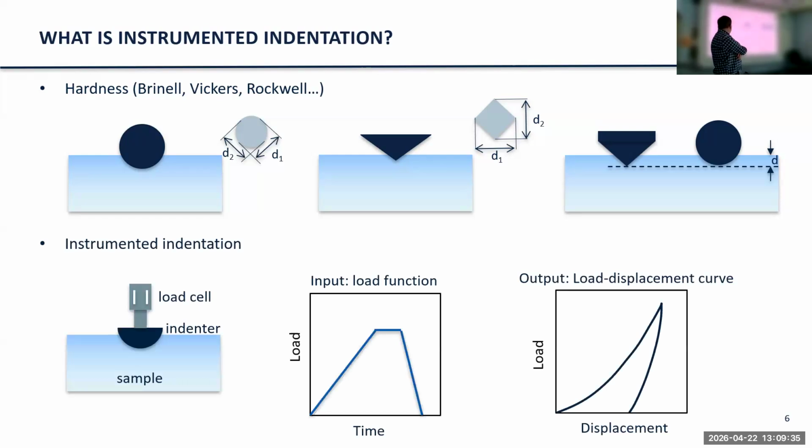In instrumented indentation, we have a load cell and a displacement measure, and we push the indenter tip into the sample. We can program in a closed loop system, load versus time. In this case, we ramp up the load, we hold the load, and then we unload it. The output that we get looks like this: load increasing and then decreasing on unloading. That's the raw data, and we'll try to extract as much information as we can from it.